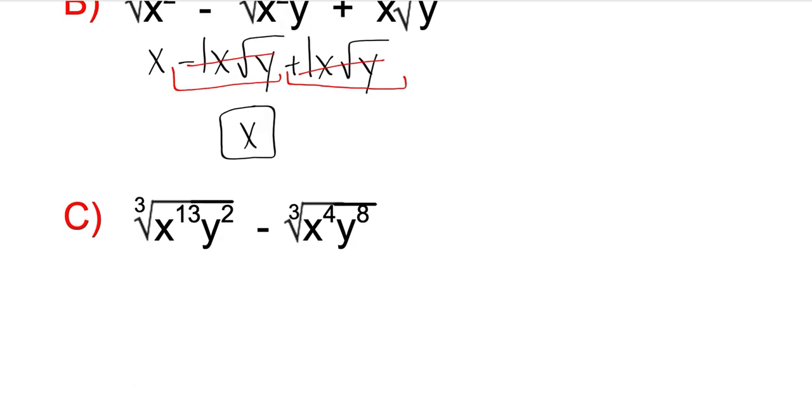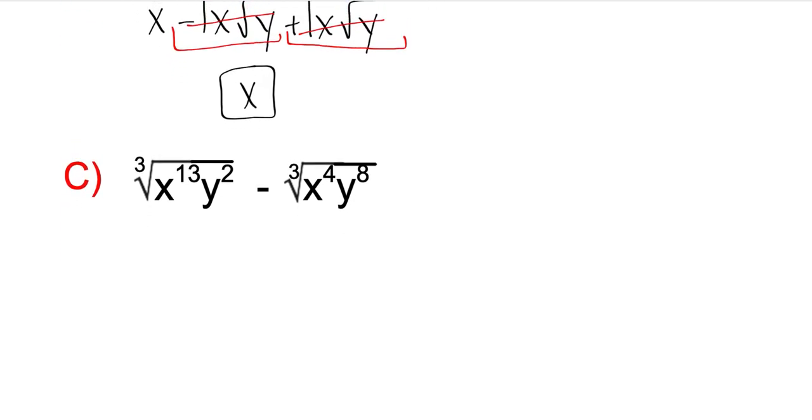Okay, for C, cube root here, so we're looking for groups of 3. So how many nice groups of 3 can we get out of x to the 13th? Well, we can get 4, that would be 12 of them, right? And then we start putting things back. So if I'm taking 12 of those, there's an x left, and I can't do anything with the y's because I don't have 3 of them, okay? So I have x to the 4th cube root xy squared for this thing on the left.